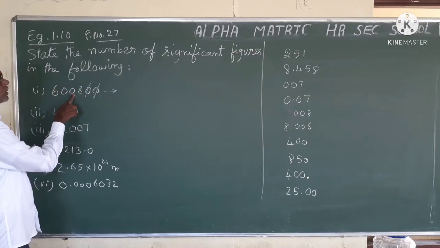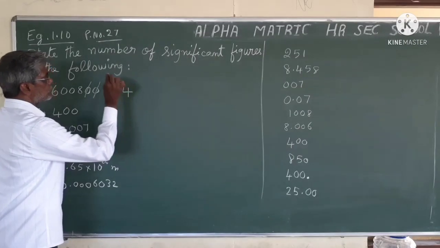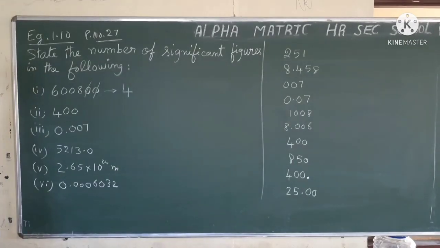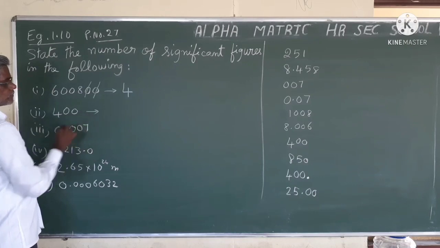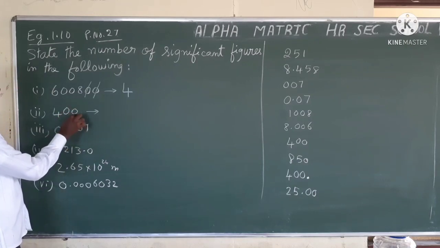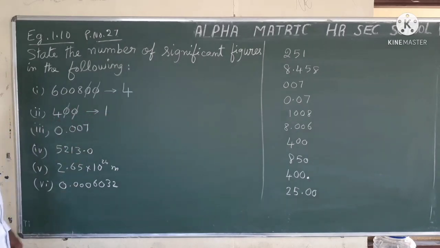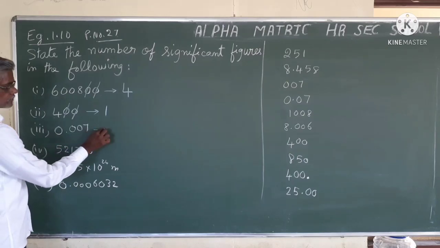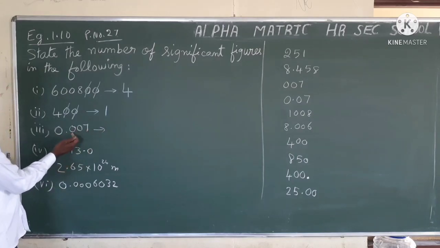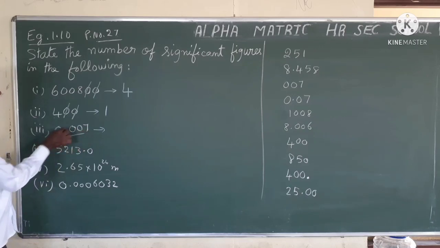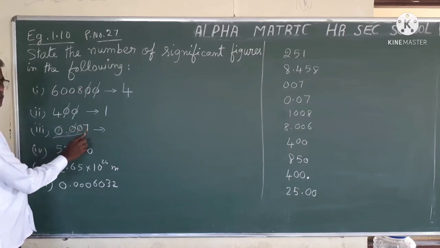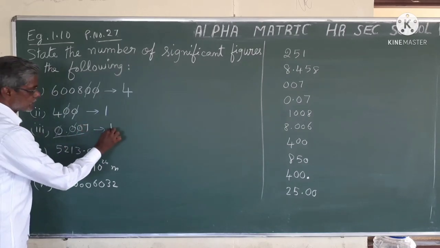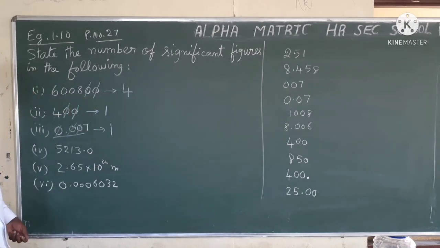So 1, 2, 3, 4. So 4 significant figures. For 400, terminal place zeros are excluded. So the significant figure for this is 1. Now here, zeros preceding non-zero digits are excluded. So what is left is 1. So the significant figure for this is 1.